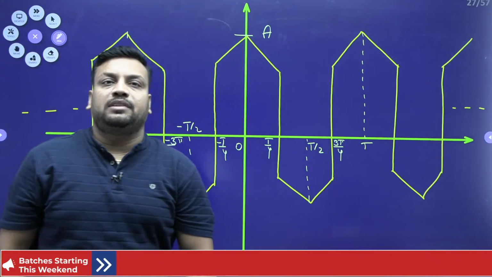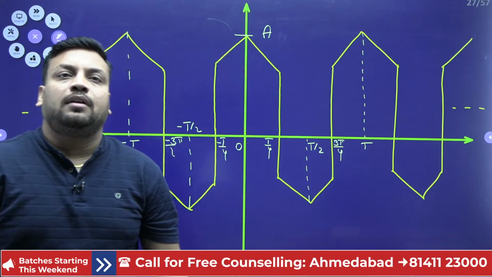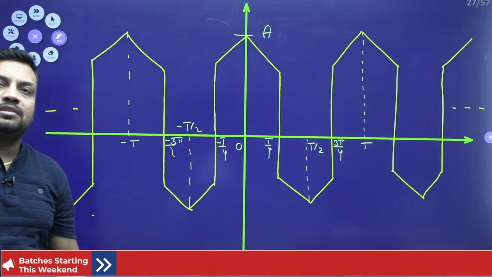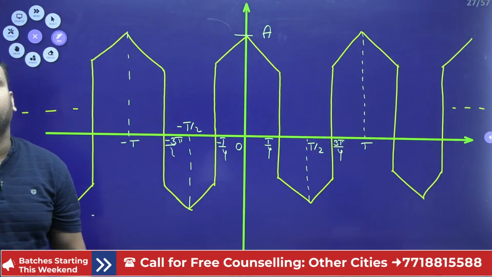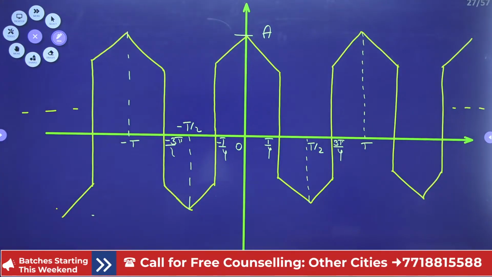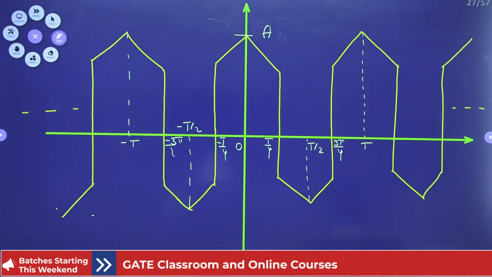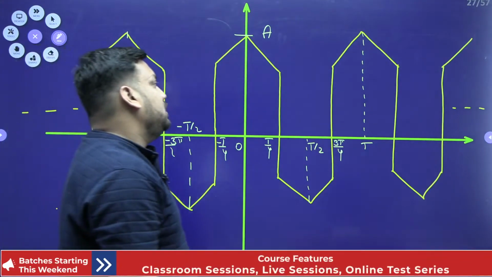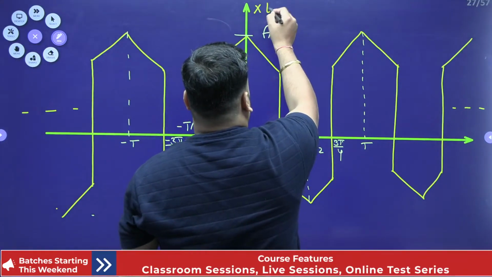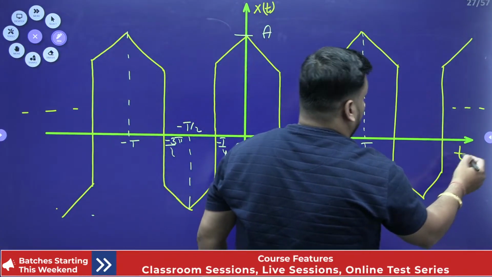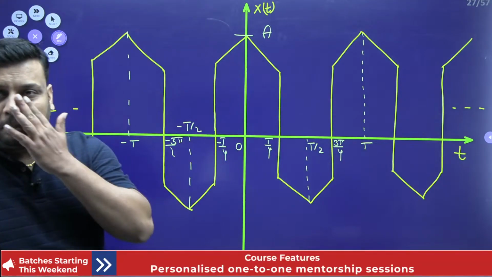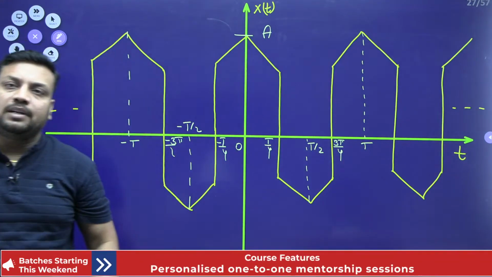Tell me quickly, which condition does this signal satisfy? Is the signal even or odd or what? Is the signal even and does it satisfy half wave symmetry or not? Tell me. Neeraj Kumar says that the signal is an even signal. All of you try to reply fast.